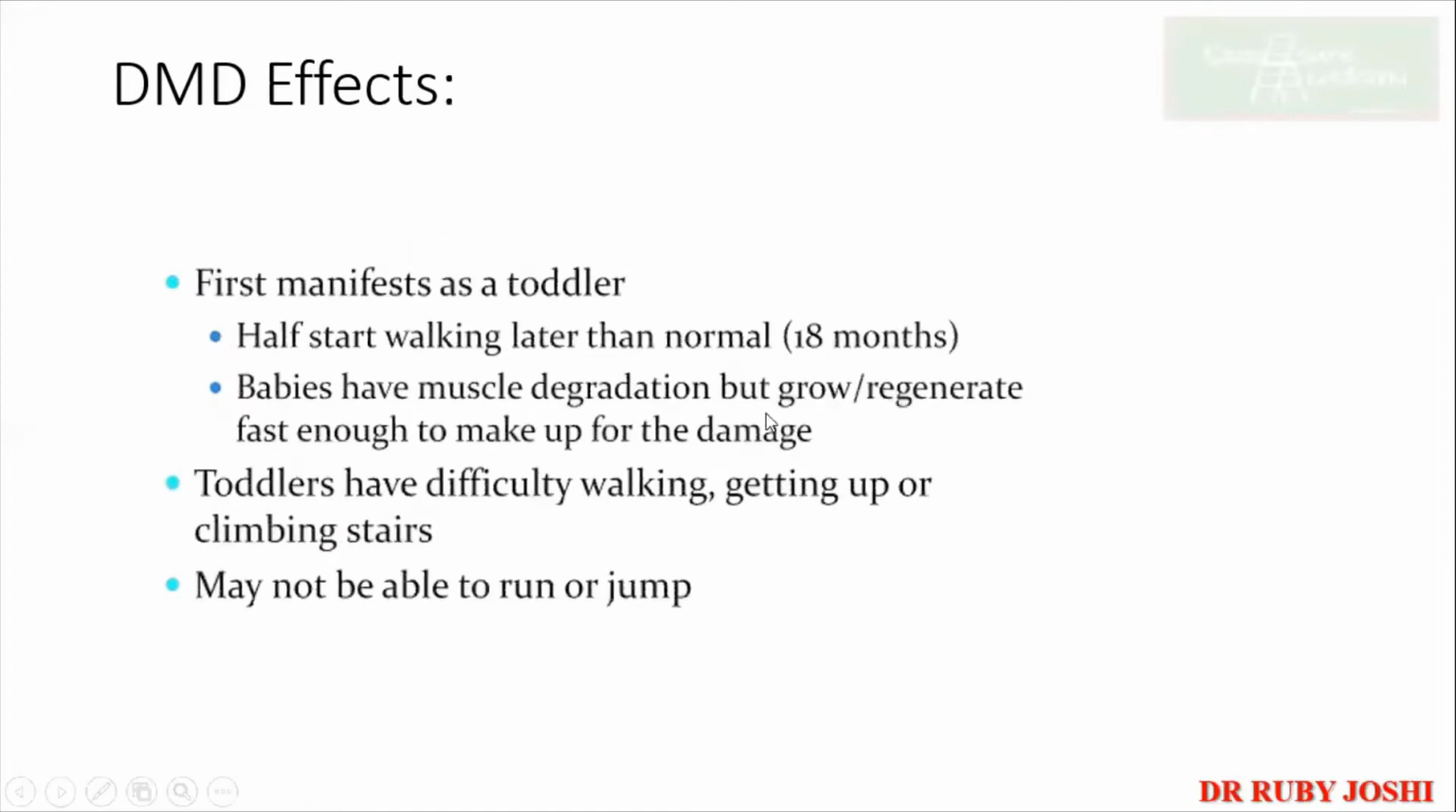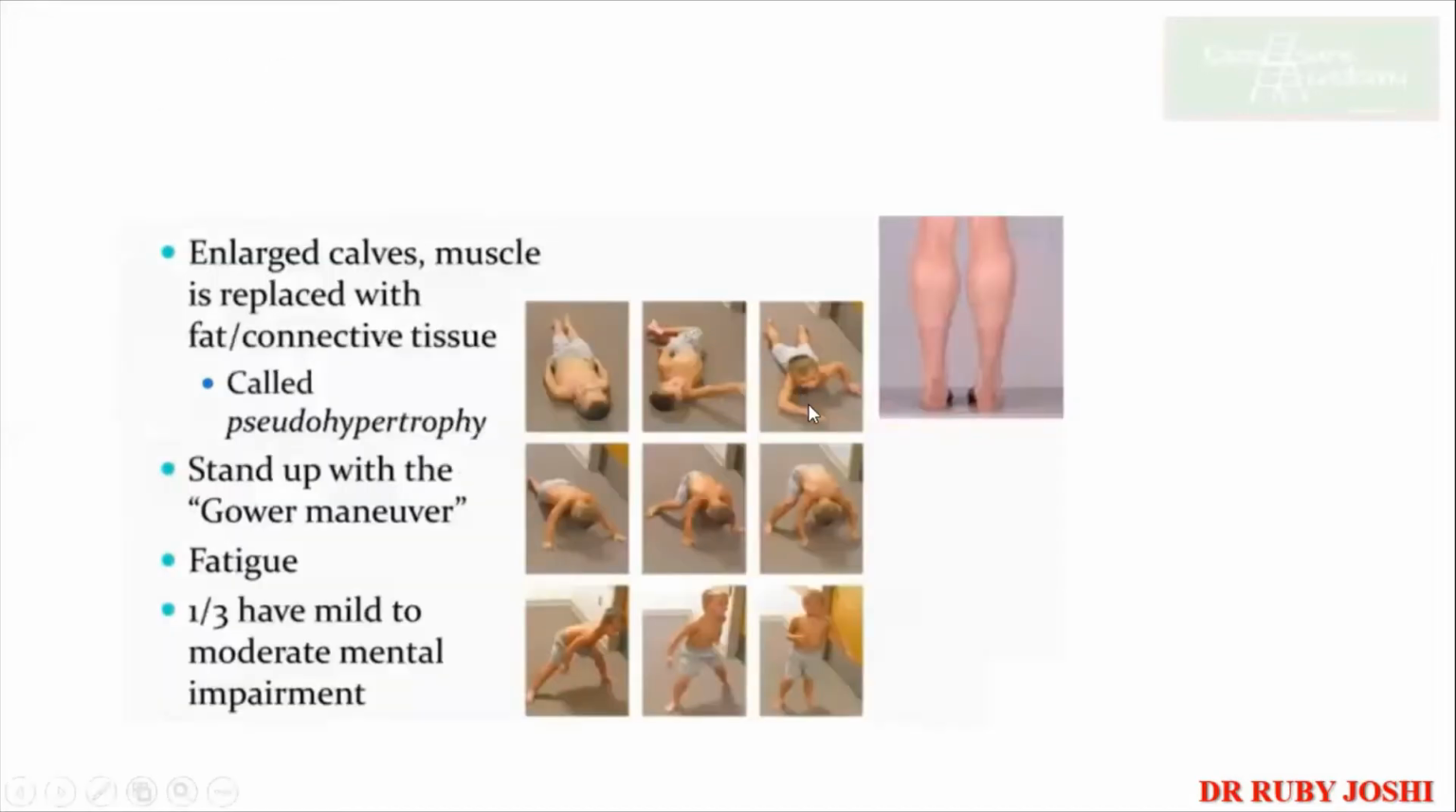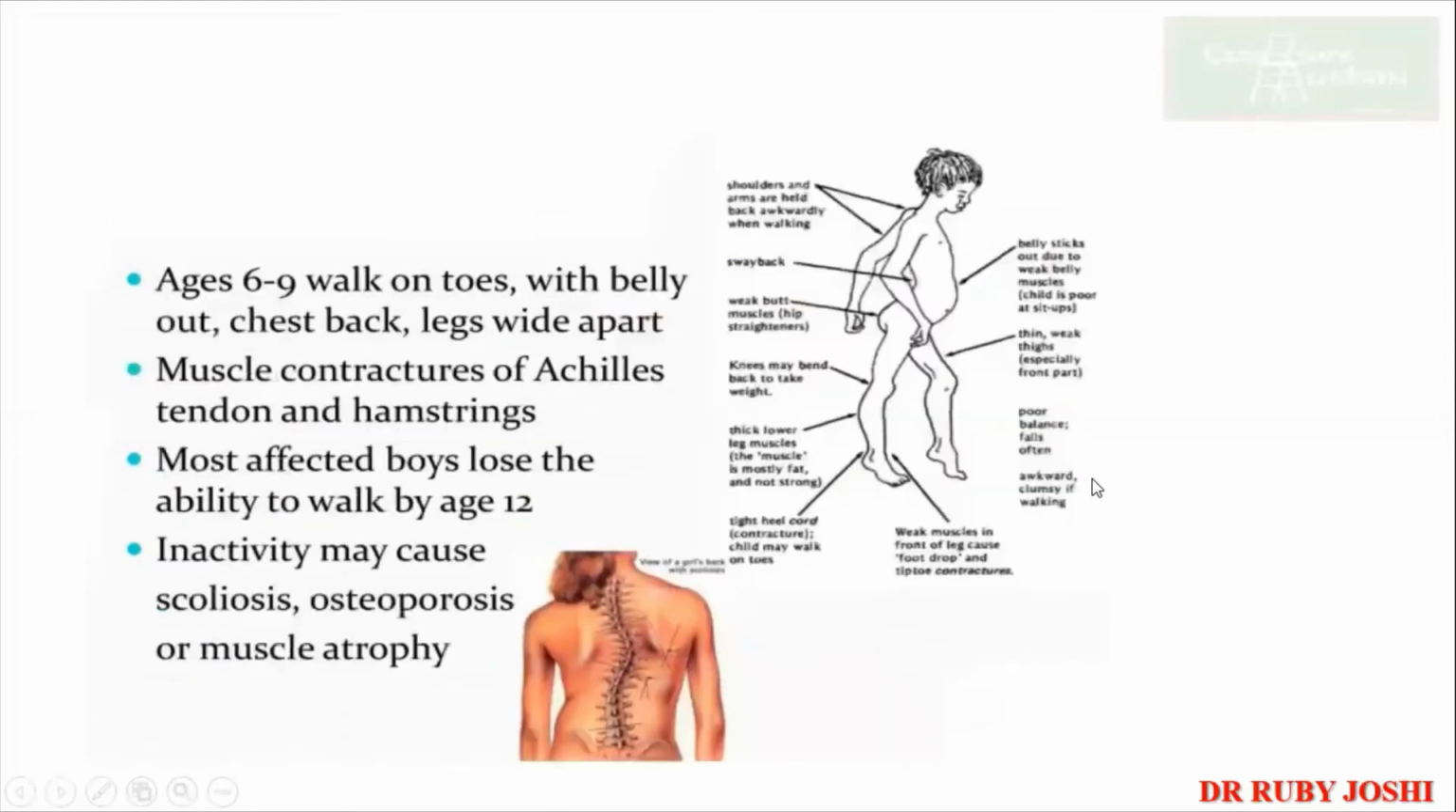Now, what are the effects? As a toddler itself, if he starts walking, he will be very slow, there will be muscle degeneration, because of which they won't be able to start walking fast or running. So this is how the condition is. They do try to stand and get up, but it is really very difficult for them. And see, we say that the calf muscles should be very toned up and look good. But in the case of DMD, the fat gets collected over here instead of having muscles.